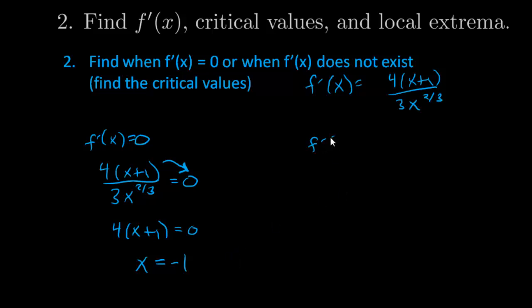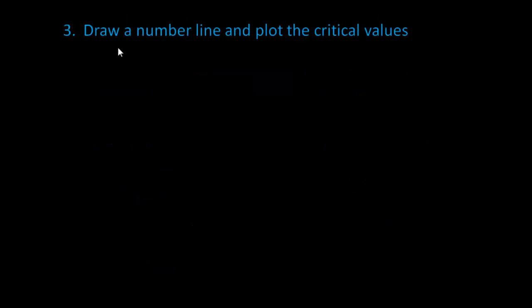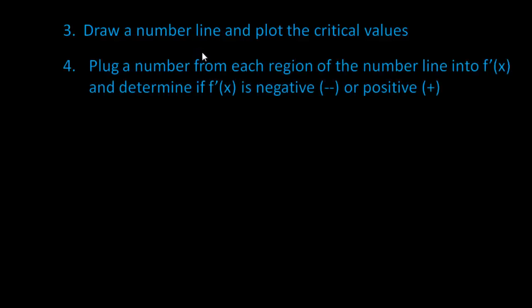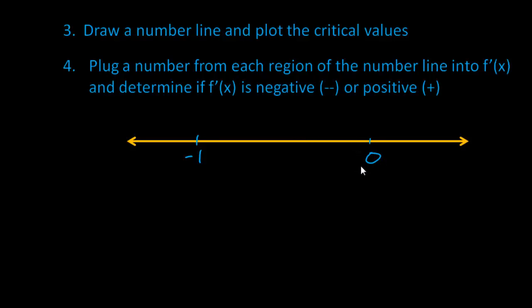Now, when you want to know when the first derivative does not exist, well, that's when the denominator equals 0. So we're going to set 3x to the 2/3 equals 0. And by doing that, you find that x has to equal 0. So we have two critical values. We have 0 and -1. So what we're going to do is draw a number line and plot the critical values. So here's our number line. We have the critical values of -1 and 0.